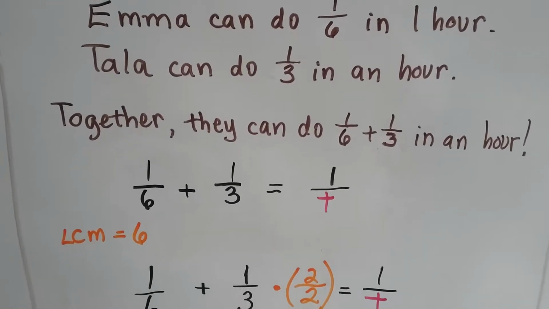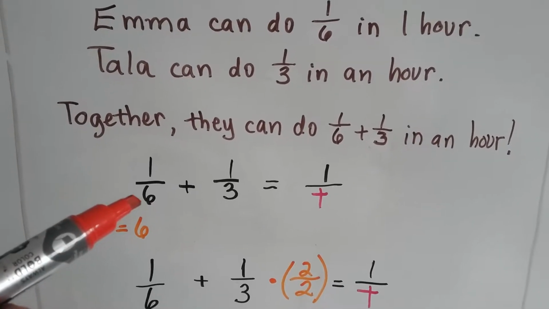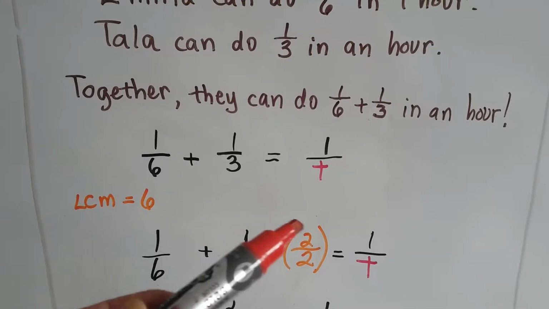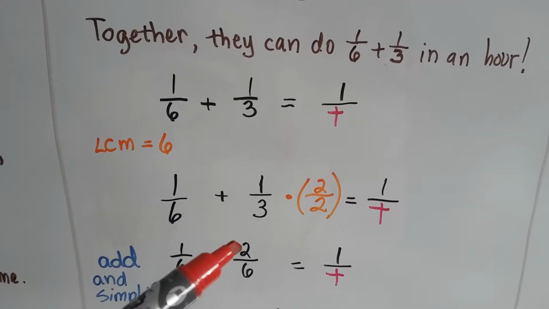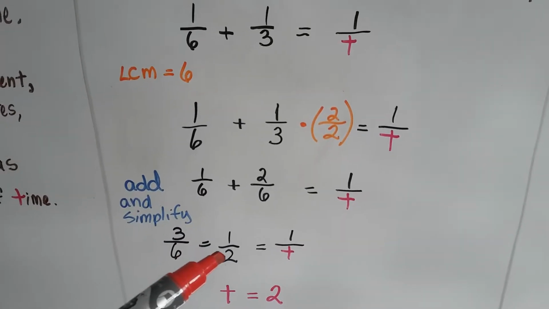We find the least common multiple for 1/6 and 1/3, and that's 6. So we multiply the 3 times 2, and the numerator gets multiplied by 2, so we end up with 2/6 and 1/6. Well, that makes 3/6, and that's a half.